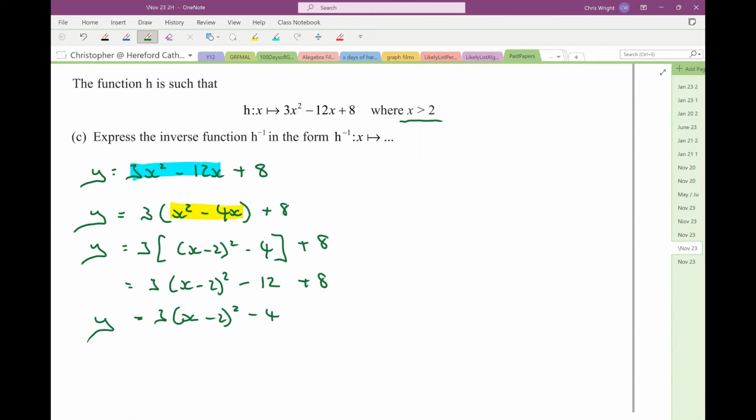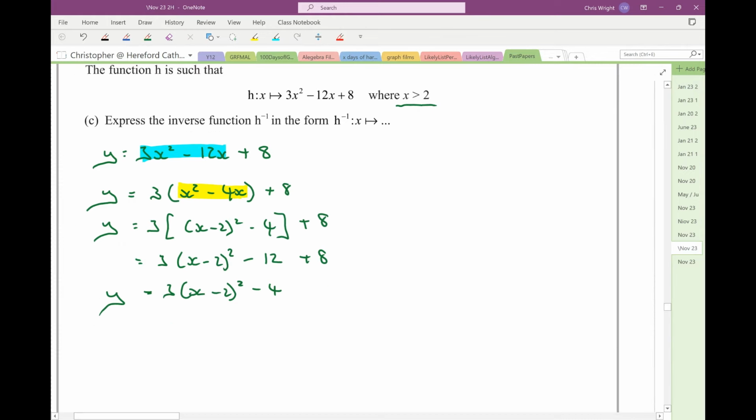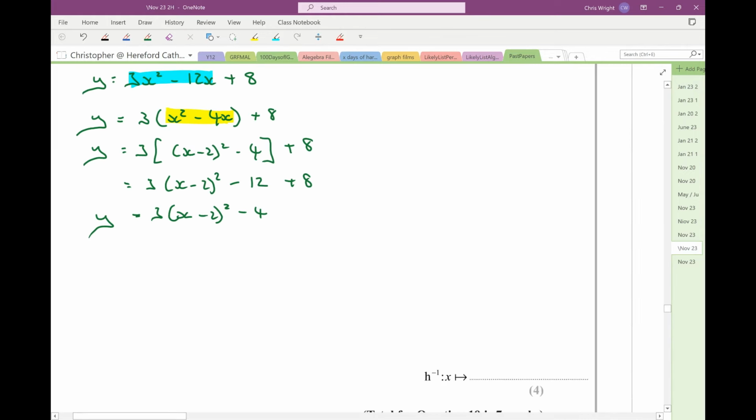Now, what do I do next? Okay, well, I'm going to make x the subject now. So I'm going to add 4 to both sides. So I've got y plus 4 equals 3 lots of x minus 2 squared. Now let's divide both sides by 3. Y plus 4 over 3 equals x minus 2 squared. Now I'm going to square root both sides.